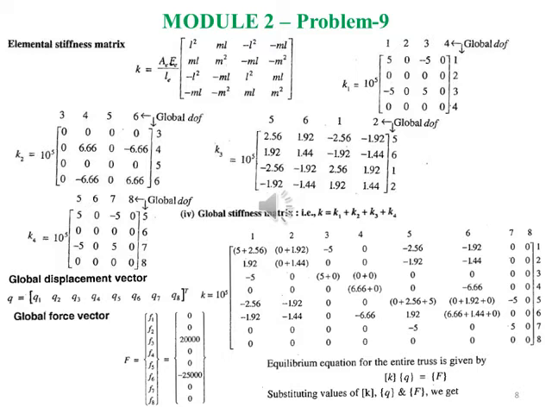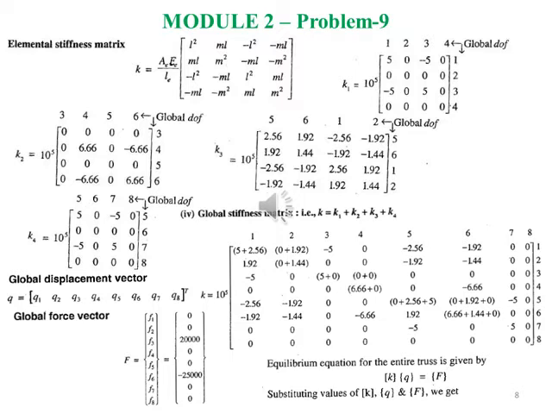So next is the global displacement vector, which is Q1, Q2, Q3, Q4, Q5, Q6, Q7 and Q8, and the global force vector F1, F2, F3, F4, F5, F6, F7 and F8. We know that F3 is 20,000 and F6 is minus 25,000. So directly K into Q is equal to F. Substituting the values for K into Q equal to F.